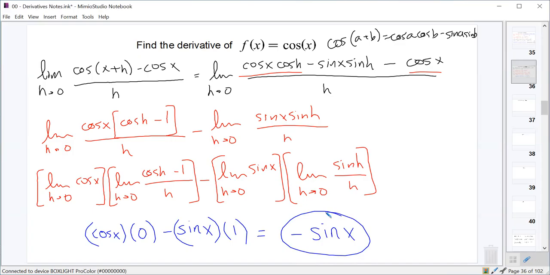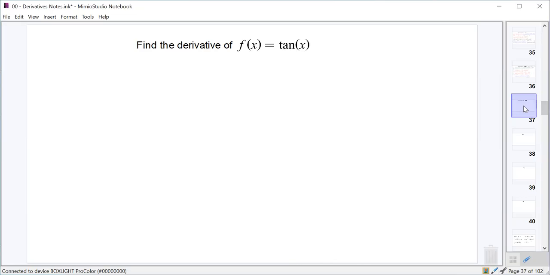So 2 out of 6 done. 1/3 of the way there. We need to find the derivative of tangent. So we might be tempted to follow the same process we've been following, right? Tangent x's derivative should be a limit as h approaches 0 of tangent of x plus h minus tangent x over h. But that's not going to be as efficient as rewriting tangent as sine of x over the cosine of x.